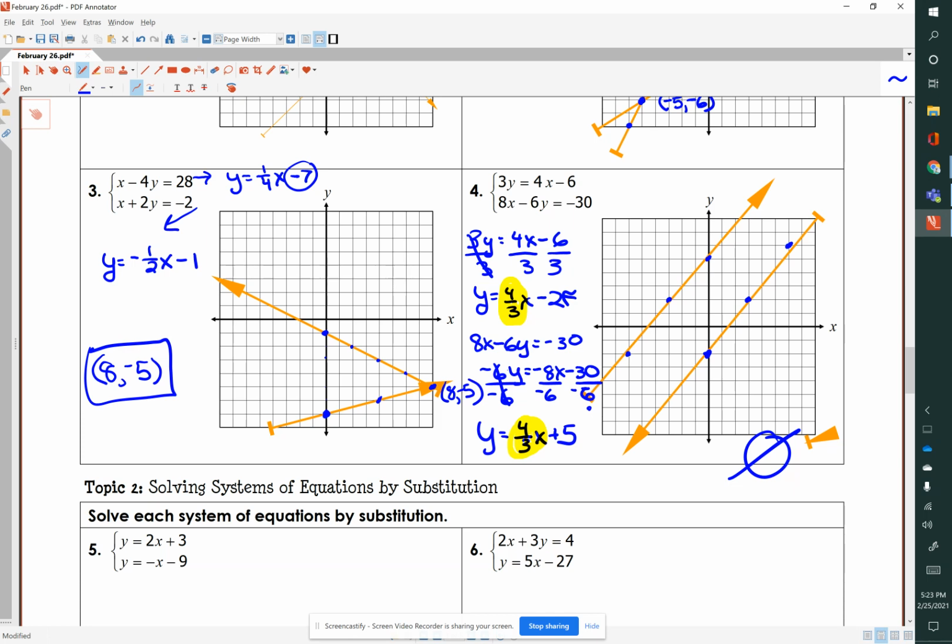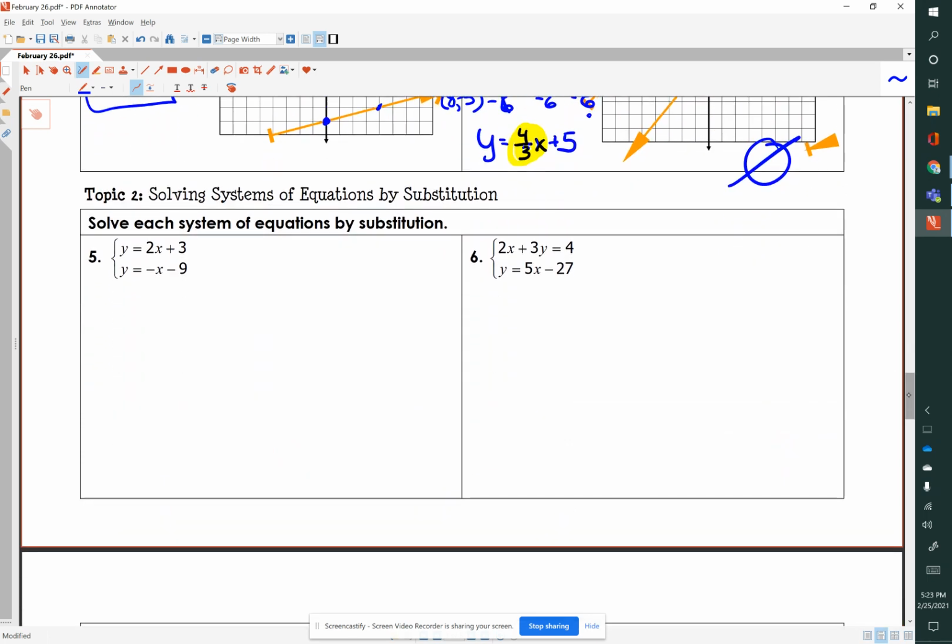Okay, topic 2, solving systems of equations by substitution. So we have y equals 2x plus 3 as our first equation. y equals -x minus 9. Well, we already have them both solved for y. If they're both solved for y, we just set them equal to each other.